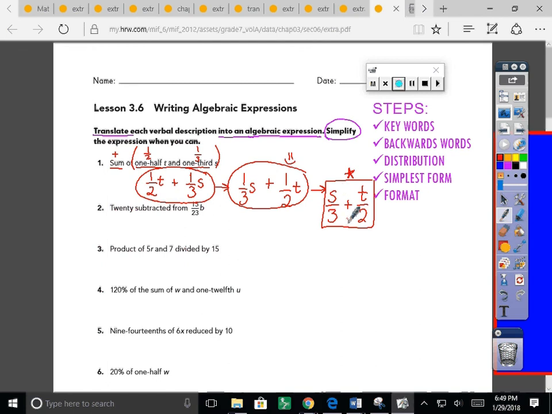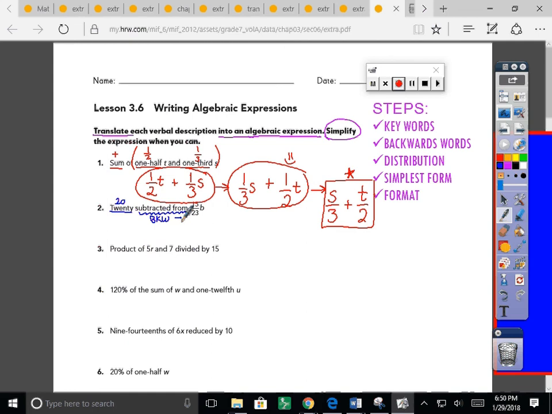All right, let's take a look at number 2. So switching gears here, it says I want 20 subtracted from 15/23 b. Oh, well, 20, that's a keyword. I'll underline it and tell you what it means. Subtracted from, ooh, I'm going to give this kind of a caution mark. In fact, my coding is telling you this is important. If you look back at your keyword sheet, you'll notice subtracted from are actually backwards words. So I'm just going to write BKW, backwards, and it's backwards for subtraction.